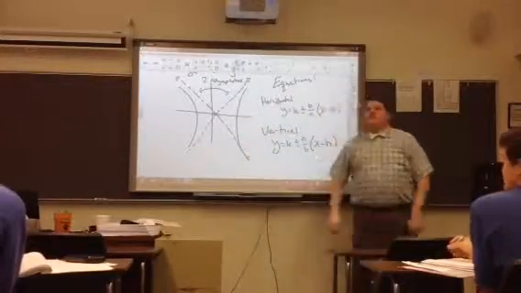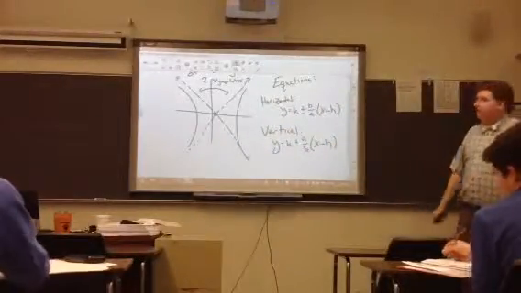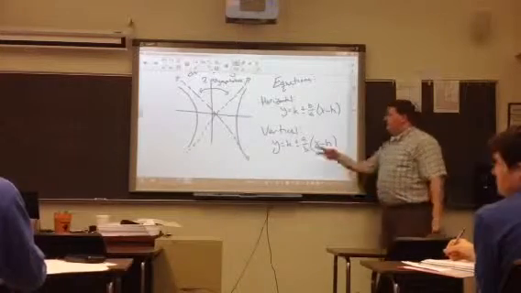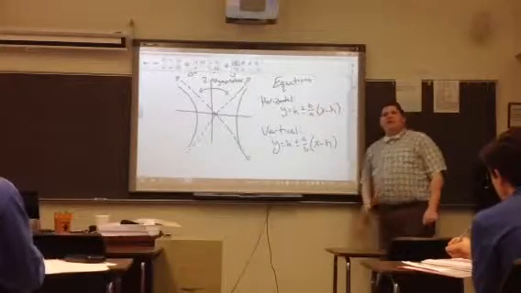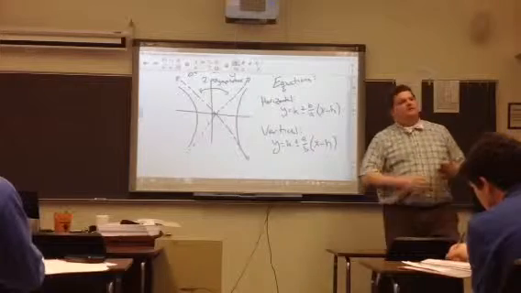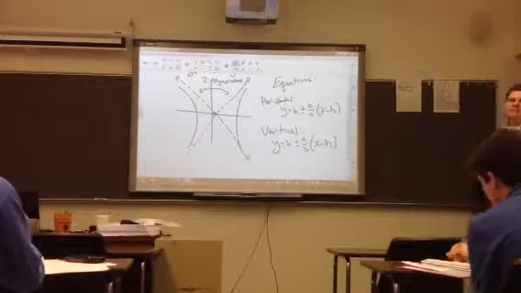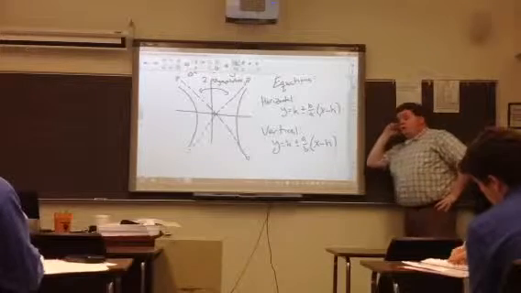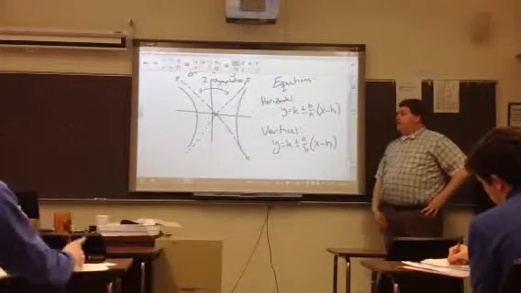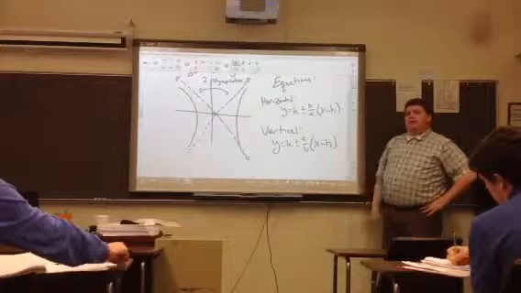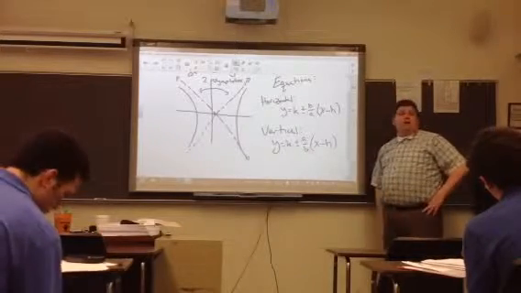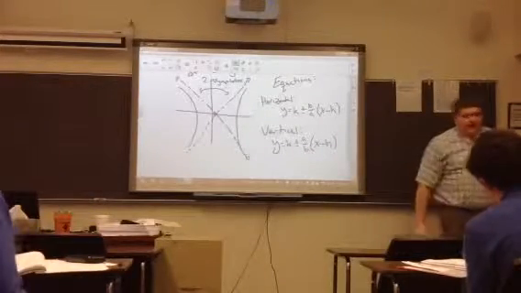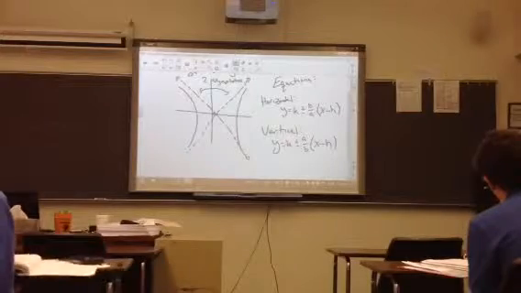For vertical, the equation's all the same. The only difference is instead of being b over a, it's a over b. That's the only difference. So, the equations for the asymptotes of a horizontal hyperbola would be this top one, or for a vertical hyperbola, this bottom one. Any questions there? I'll let you copy down.